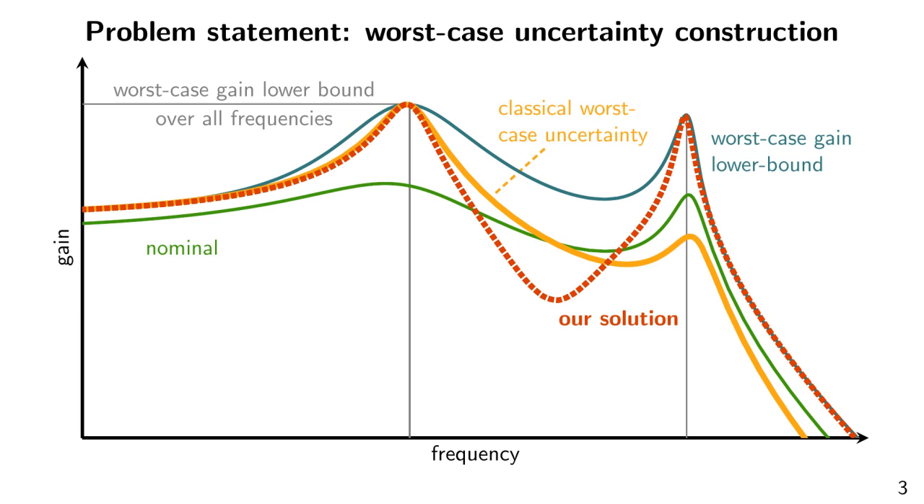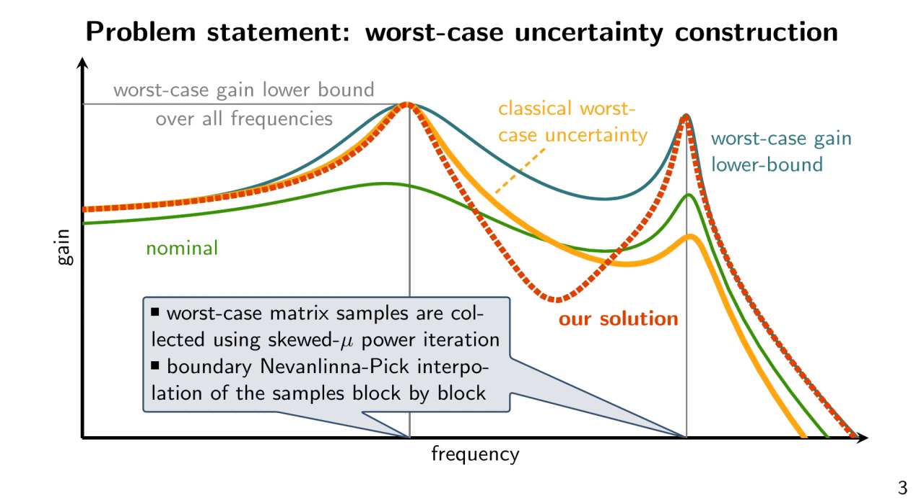Instead of this method, we propose an uncertainty construction algorithm with which you can obtain an uncertainty that maximizes the gain at several frequencies at the same time. In this example, the gain is maximal at both of the designated frequencies. This is the outline of how it is done. Worst-case matrix samples of the uncertainty are calculated at the given frequencies using the skewed mu power iteration. Then these complex matrices are interpolated block by block to form the worst-case uncertainty sample, applying the so-called boundary Nevanlinna-Pick interpolation. In the rest of this talk, I'm going to provide details on these steps and a numerical example to illustrate the method.